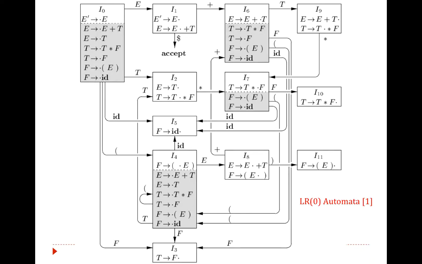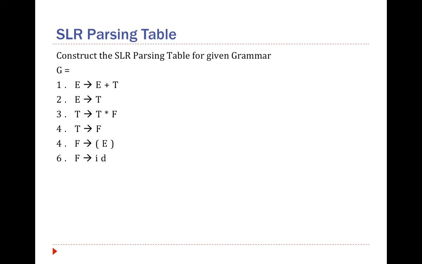In the previous class, I discussed construction of LR0 items and construction of the LR0 automata. The same will be utilized here in the construction of the SLR parsing table. In this, I will be discussing the problem of constructing the SLR parsing table for this grammar.